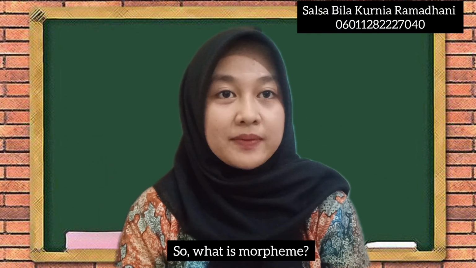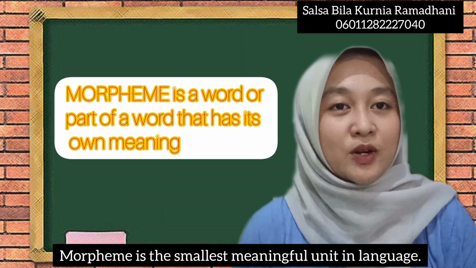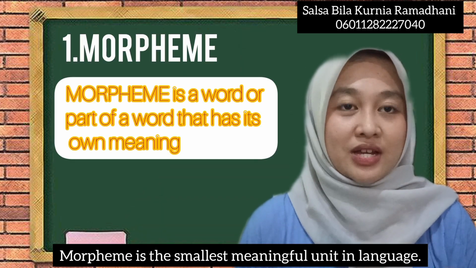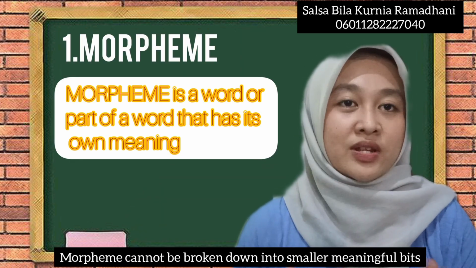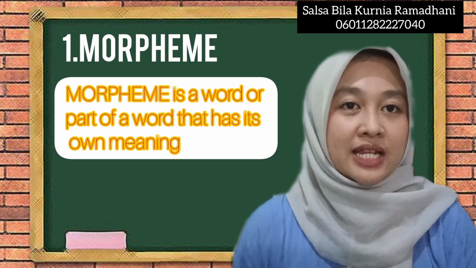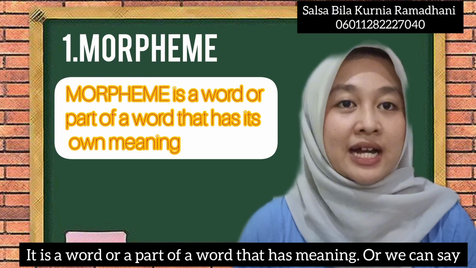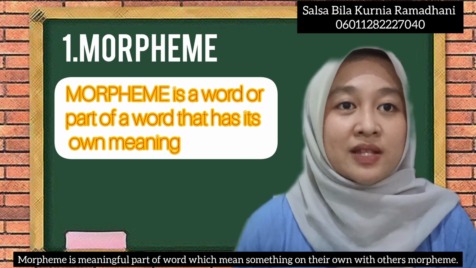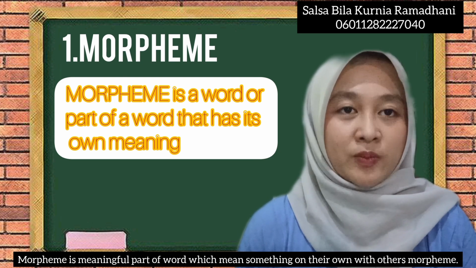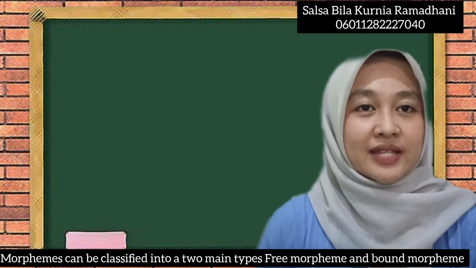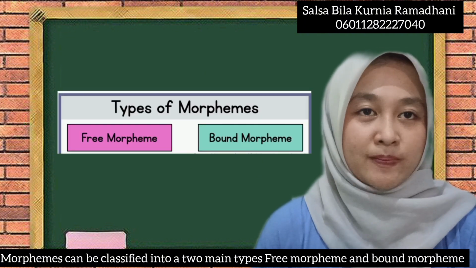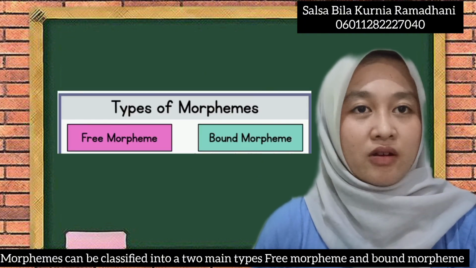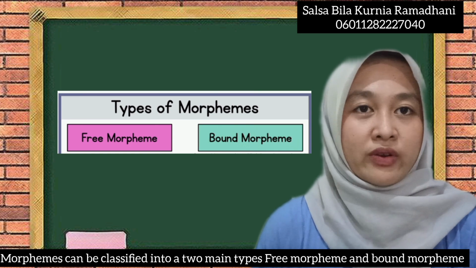So, what is a morpheme? A morpheme is the smallest meaningful unit in language. A morpheme cannot be broken down into smaller meaningful bits. It is a word or part of a word that has meaning. Or we can say a morpheme is a meaningful part of a word which means something on its own or with other morphemes. And morphemes can be classified into two main types: free morphemes and bound morphemes.